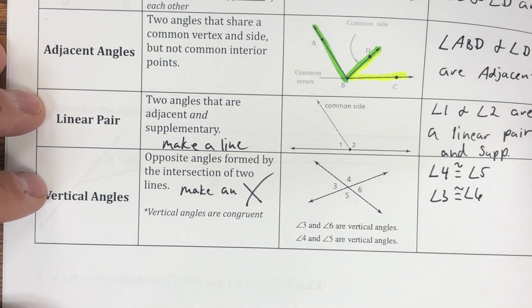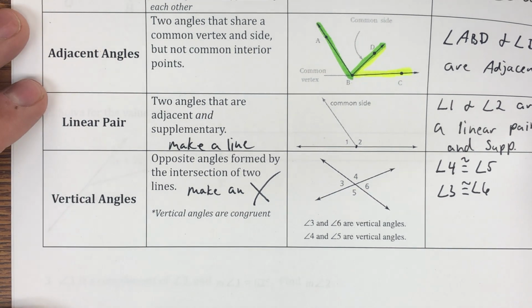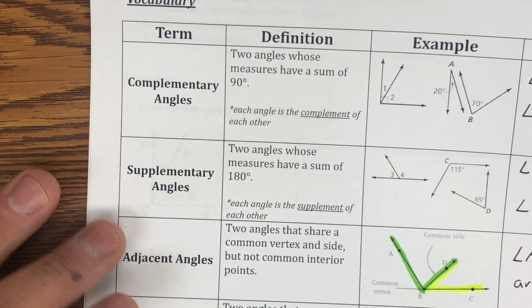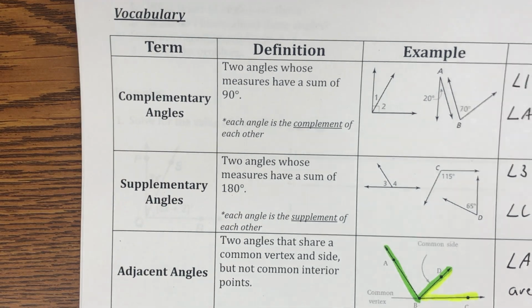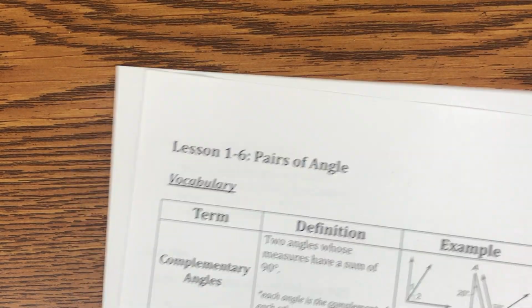So those are our angle pair relationships. You've got to memorize these terms. All of these are vital. They will be used all year. So it's something you really need to just memorize and lock in.